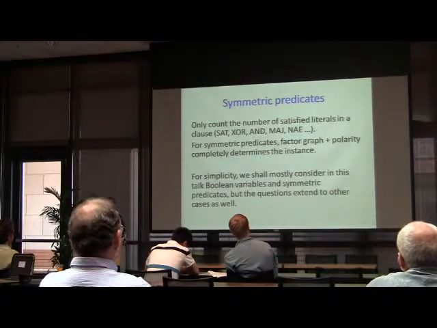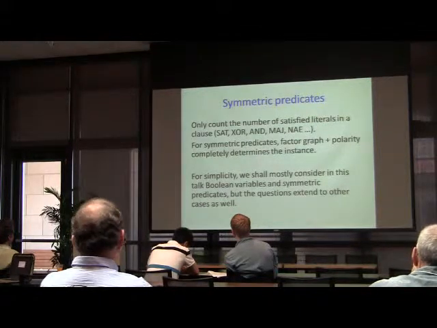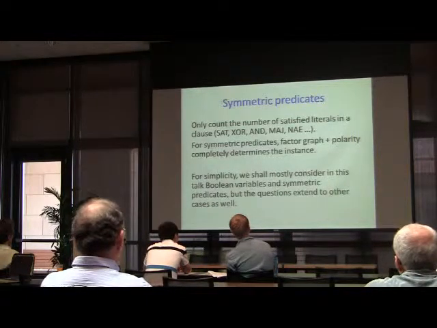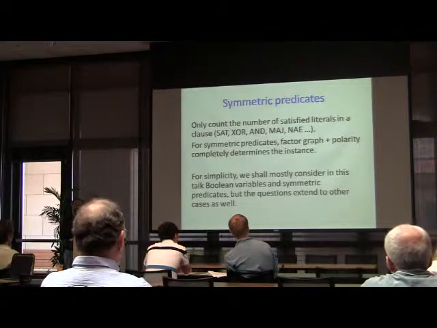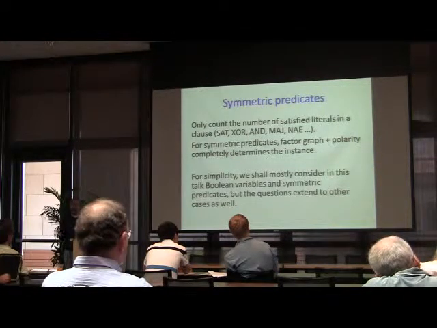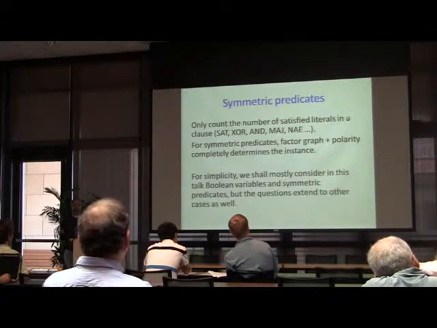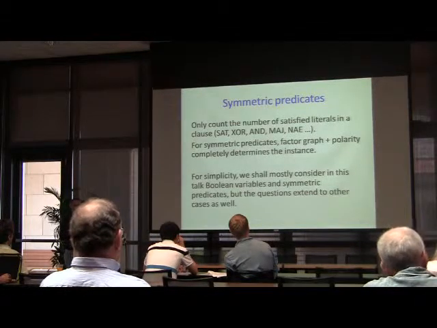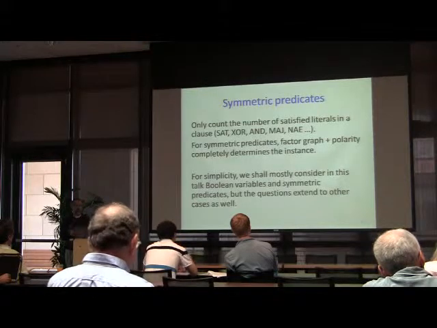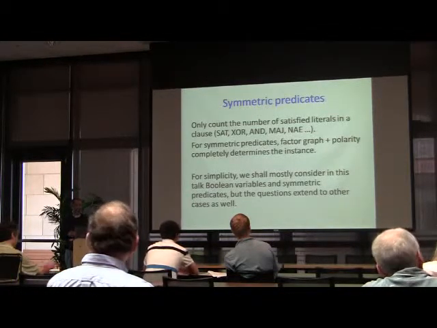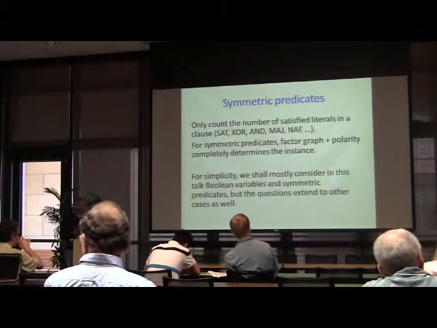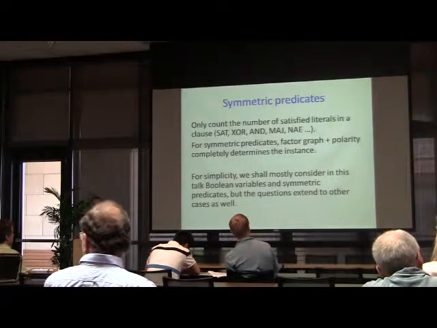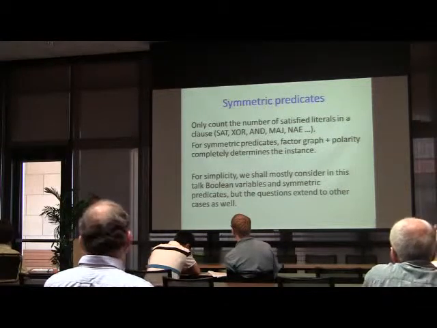So for symmetric predicates, these are predicates that in each clause only count how many literals are set to true. Examples for that would be SAT, XOR-SAT, AND, majority, not all equal. For these predicates, once you see the factor graph and the polarity information, you completely know what the instance is. That's the whole information that you need. For predicates that are not symmetric, you may need additional information to exactly characterize what the problem is, but for symmetric predicates, this is enough. So in this talk, we'll concentrate only on symmetric predicates, and all variables are assumed to be Boolean in this talk. Much of what I will say can be generalized to other settings.